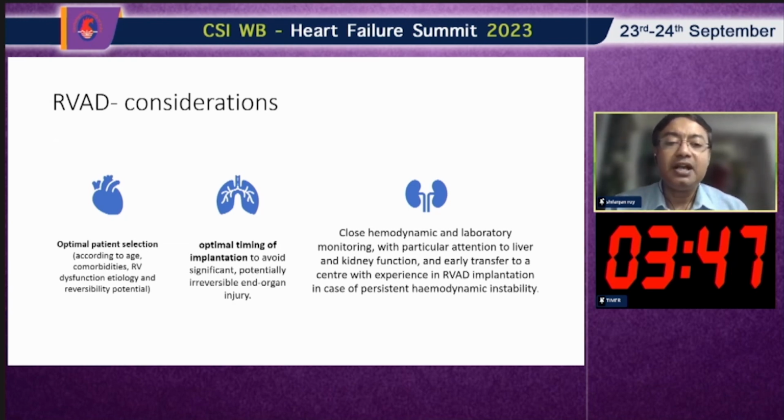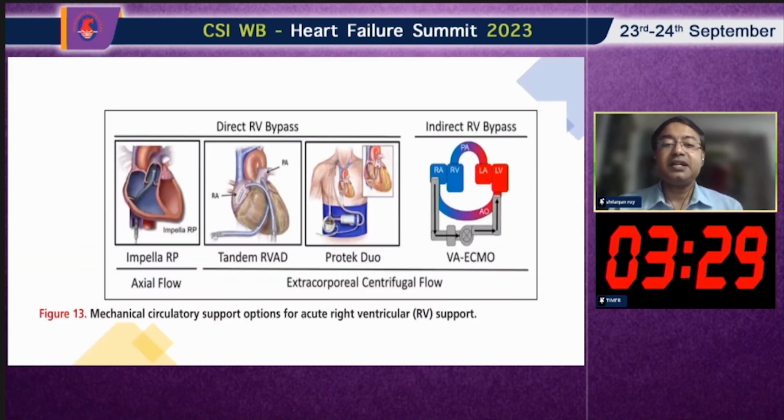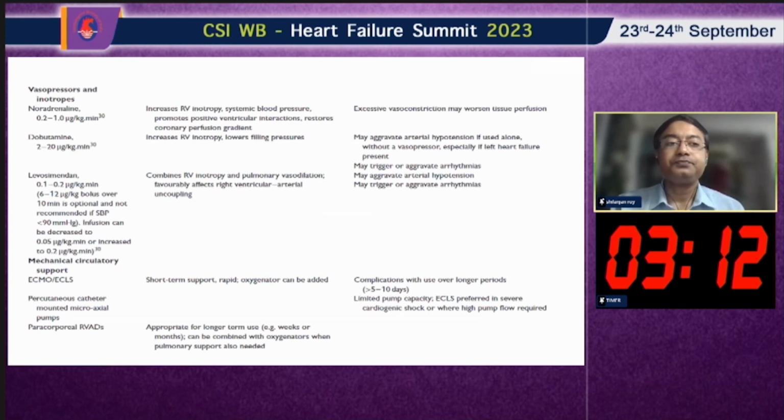Optimal patient selection and optimal timing of the implantation to avoid any significant or potentially reversible organ injury are two very important parameters for successful implantation or use of an RVAD. Close hemodynamic and lab monitoring, and particularly monitoring of the liver and kidney function in these patients, is extremely important. So these are the RVAD options which are available. There are some direct right ventricular bypass devices like Impella RP, Tandem RVAD, or the Protek Duo, which maintain the circulation or cause RV unloading by extracorporeal flow. And there is some indirect RV bypass that can be done by VA ECMO.